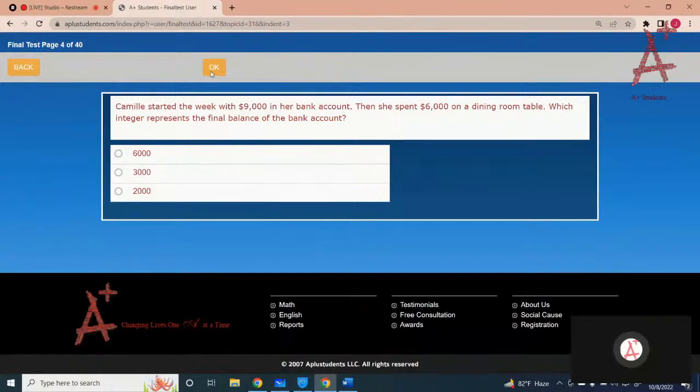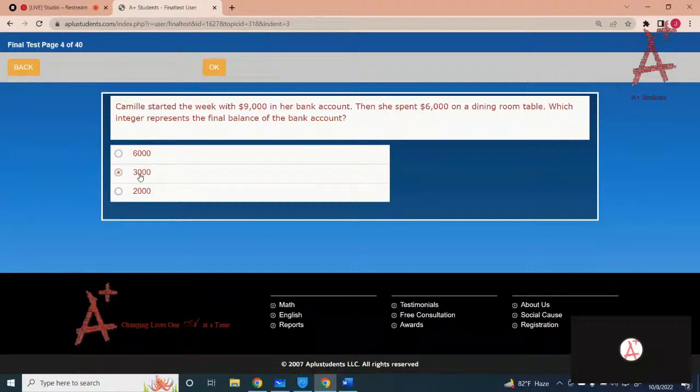Okay, the next one is: Camille started the week with $9,000 in her bank account. Then she spent 6,000 on the dining room table. Which integer represents the final balance of the bank account? She started from 9,000 and then spent 6,000 out of the 9,000. So how much is she left with? 9,000 subtract 6,000 is 3,000. Got it?